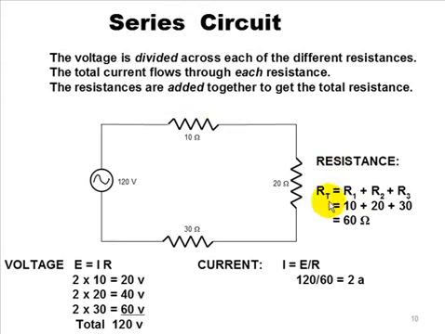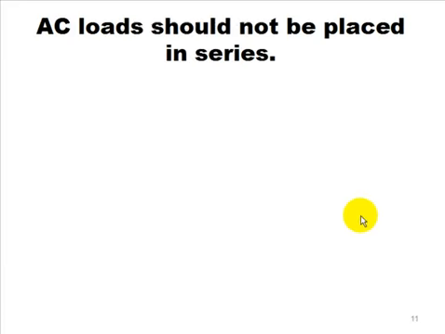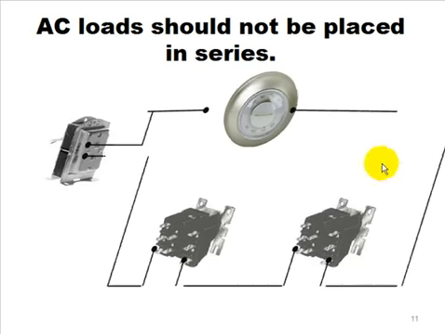Here's the formula mathematically. The total resistance in a series circuit is resistance 1 plus resistance 2 plus resistance 3. So I have 10, 20, and 30. That adds up to 60 ohms. That's the way a series circuit works. AC loads, because of what we just saw, should never be placed in series.